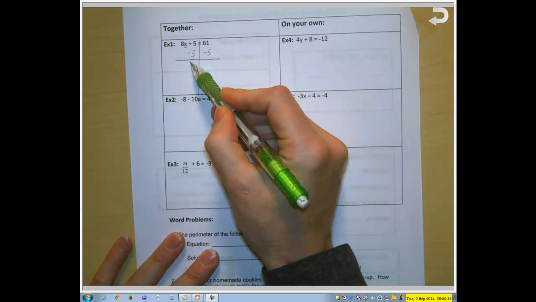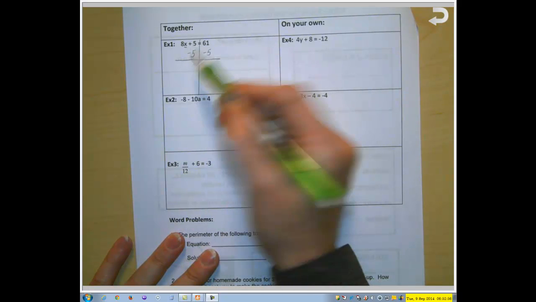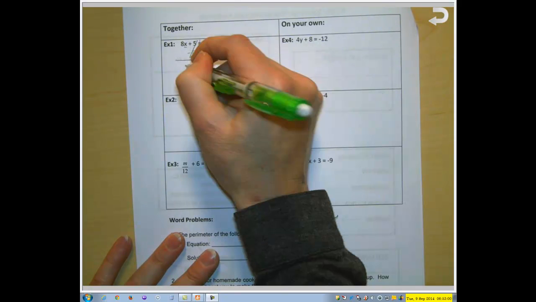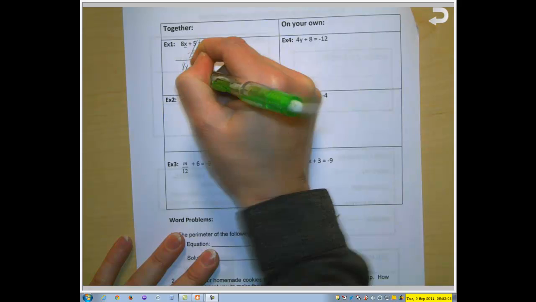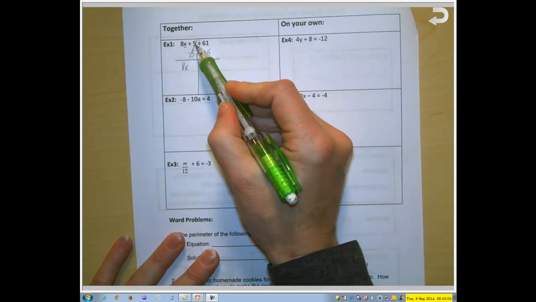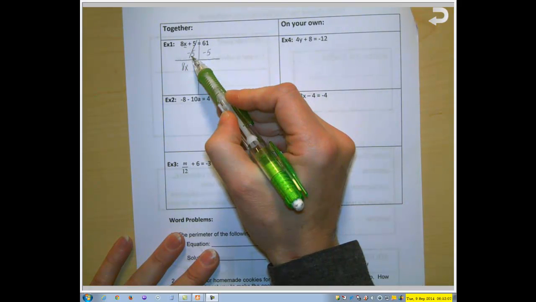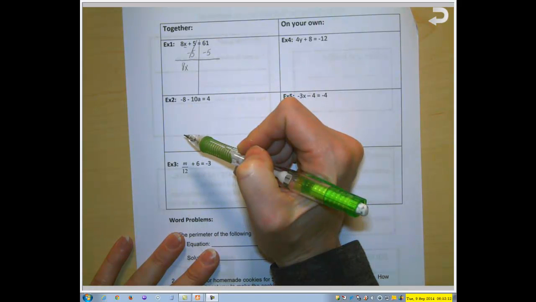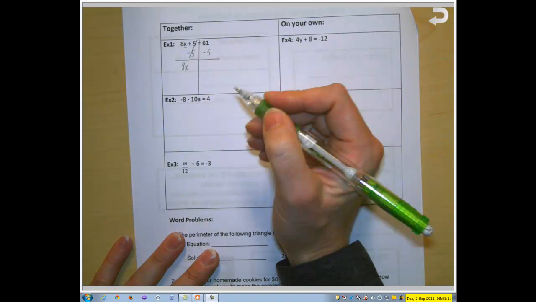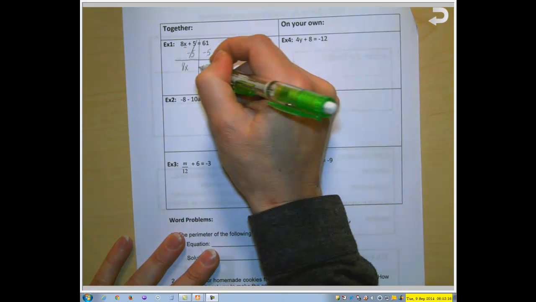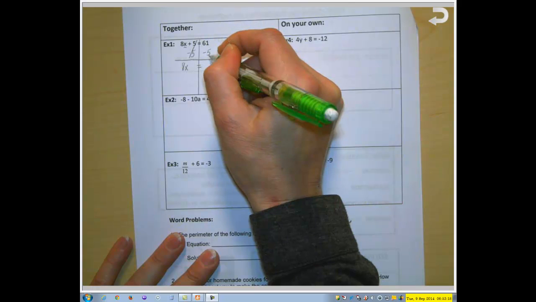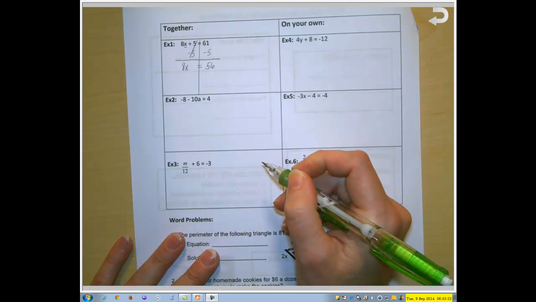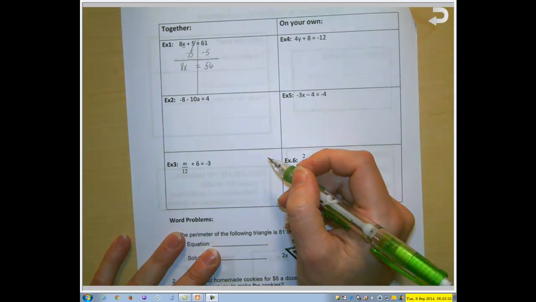So on this side of the equal sign, positive 5 and negative 5 cancel each other out, and all we have remaining is 8x. Remember, positive 5 and negative 5 equals 0, and adding 0 to 8x isn't going to change its value, so we don't even need to write that 0. 61 minus 5 is 56. So now our new equation is 8x equals 56.